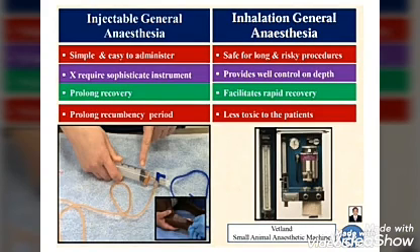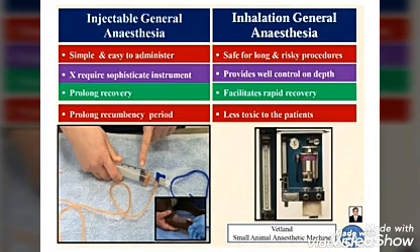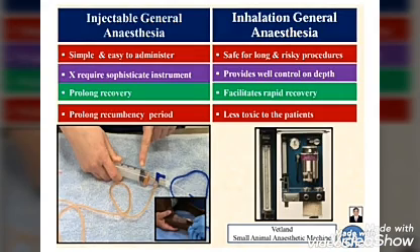Now come to the advantages and disadvantages of both techniques. Intravenous anesthesia is a very simple and easy technique, requiring no sophisticated instrument; only a syringe and needle are sufficient for the administration of this drug. But some disadvantages are there. It is associated with prolonged recovery and recumbency time because of the cumulative effect of this drug.